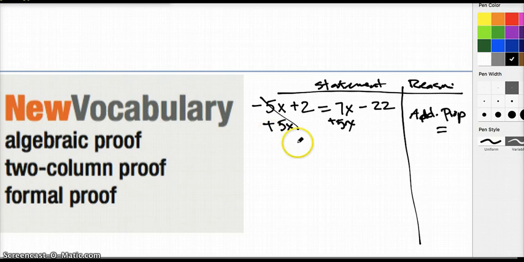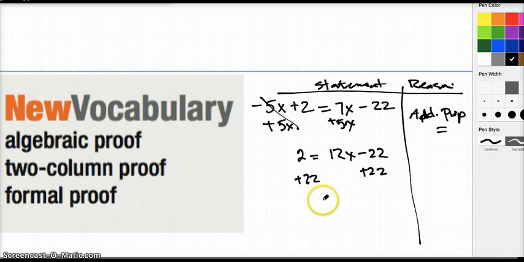And then the next step, you might have something like, okay, well, 2 is equal to 12x minus 22. After you get that, the next thing you might want to do to solve this problem is to add 22 to both sides. Again, this is the addition property of equality. You'd write that as the reasoning.